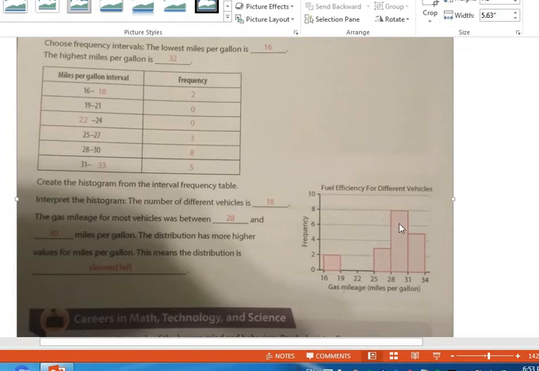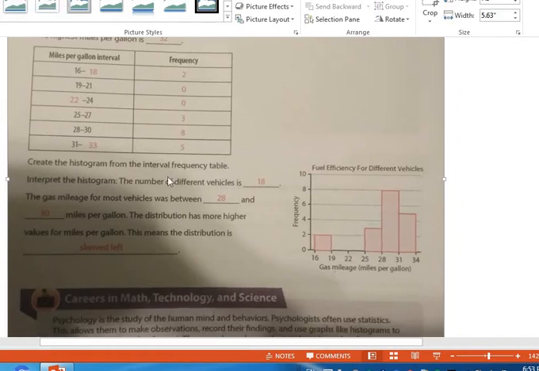As I told you before, the distribution has more higher values for miles per gallon. This means the distribution is what? Skewed left. Okay, this means that the distribution is skewed left. By that we have covered the lesson. Moving to the other lesson, keep with me.